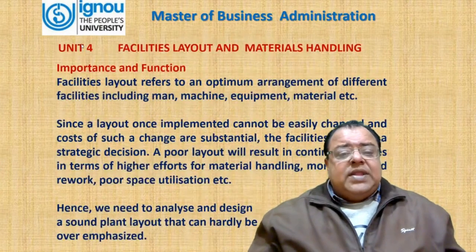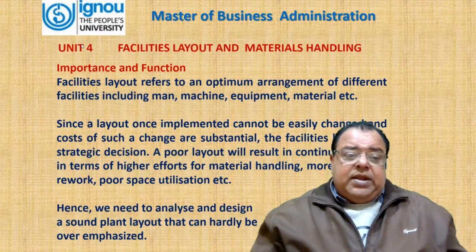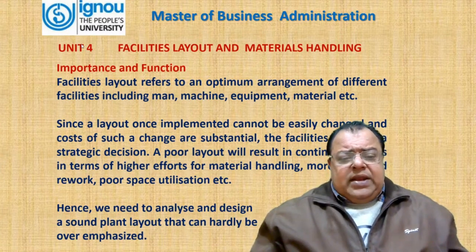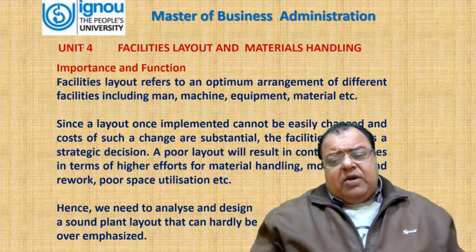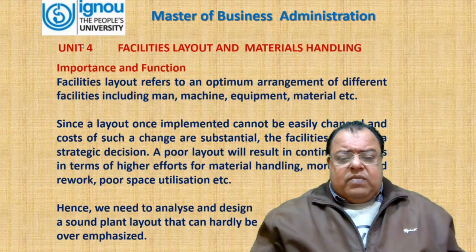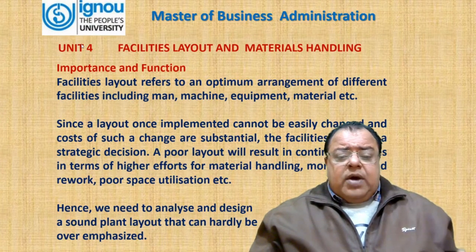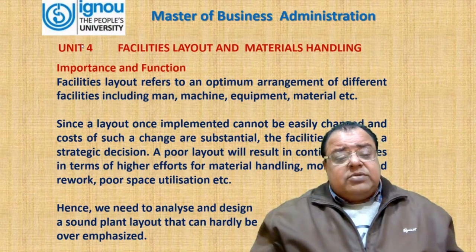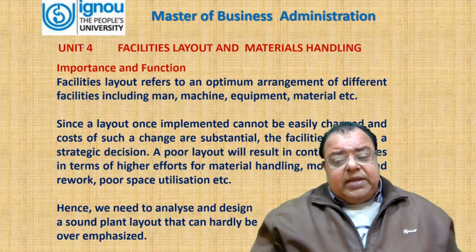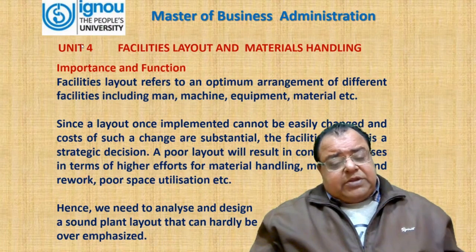Now we move to unit 4, that is facility layout and material handling. Facility layout refers to an optimum arrangement of different facilities, including man, machine, equipment, material, etc. Since a layout once implemented cannot be easily changed and the cost of such a change is substantial, the facilities layout is a strategic decision. A poor layout will result in continuous losses in terms of higher efforts for material handling, more scrap and rework, poor service, poor space utilization, etc.